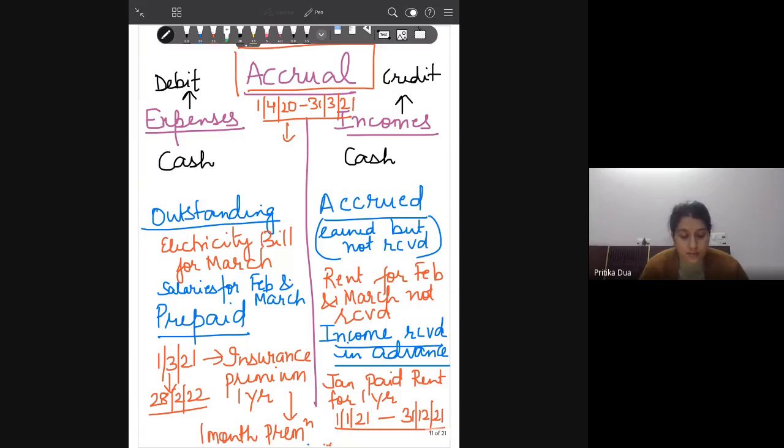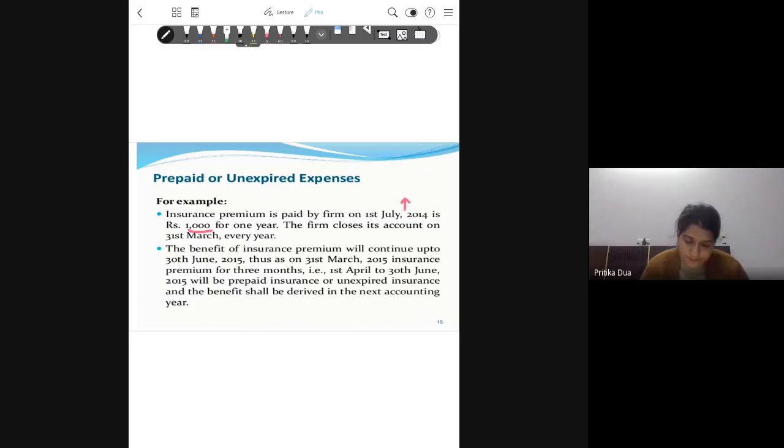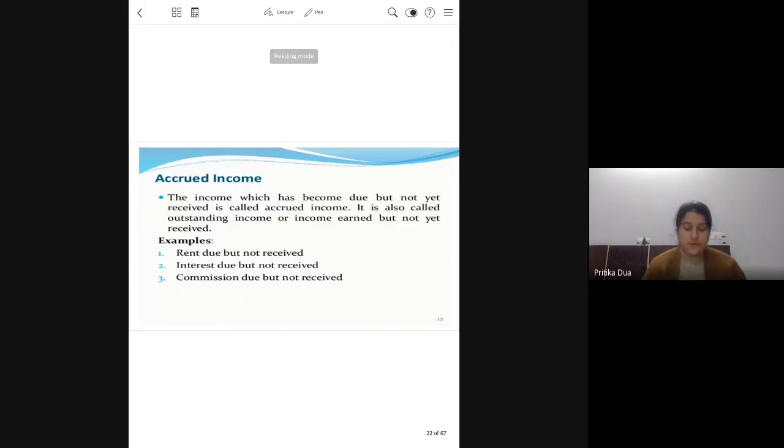So let's move to the PPT. So income, what is accrued income? Which has been earned, जिसके अगेंस्ट बिजनेस ने सर्विस दे दी है, बट अभी वो अमाउंट हमने रिसीव नहीं करी. So some examples can be rent due but not received, interest due on some investment which has not yet been received, or some commission which is due to the business but has not been received till the end of the year.